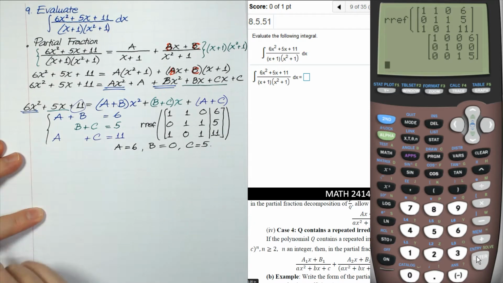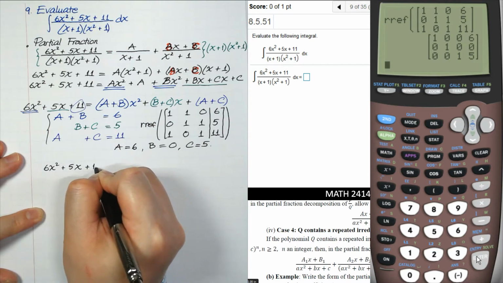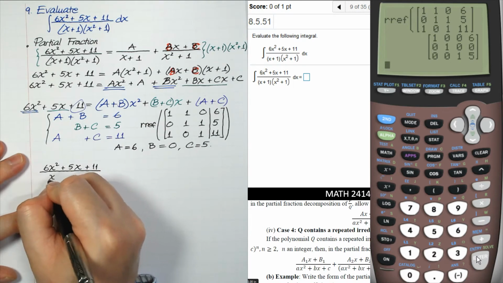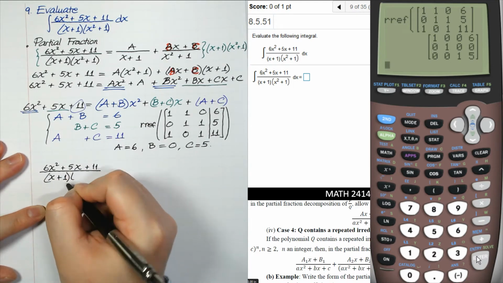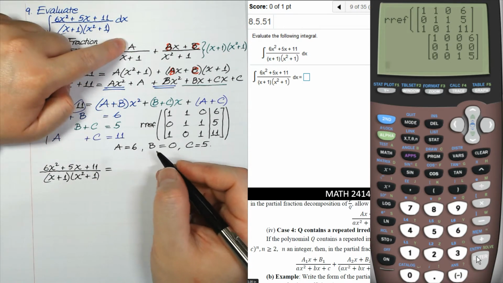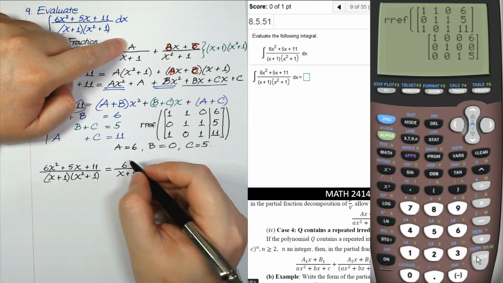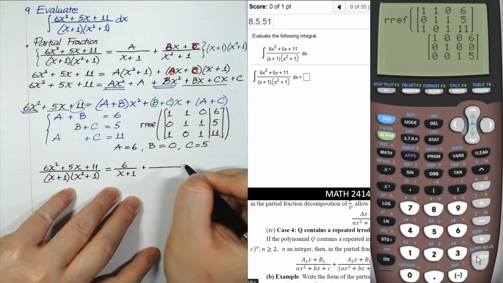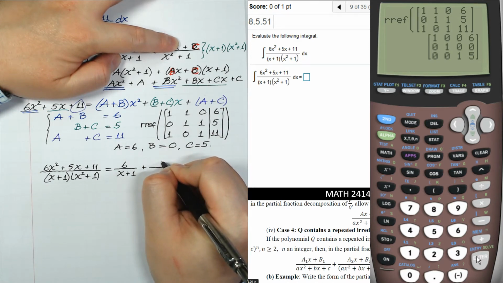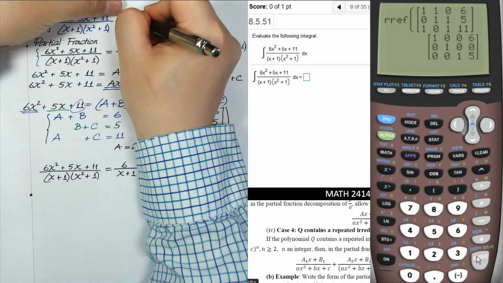So the partial fraction is 6x squared plus 5x plus 11 over x plus 1, x squared plus 1: 6 for A over x plus 1, B is 0, so there's no x, and C is 5. And then we'll integrate.